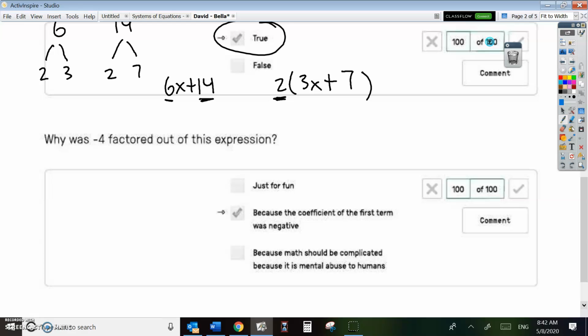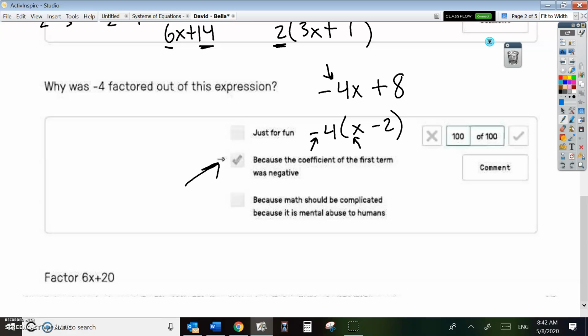Okay, the number didn't show up here, but it must have been something like this. Negative 4x plus 8. And you would factor out the negative 4 so that you'd have a positive. Yeah, this is correct. The other answers are goofy, aren't they? But remember, if the coefficient, the number in front of the variable, is negative, then you factor out something that's negative to make the coefficient inside the parentheses positive.